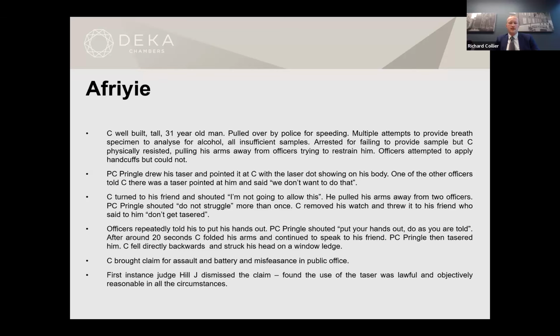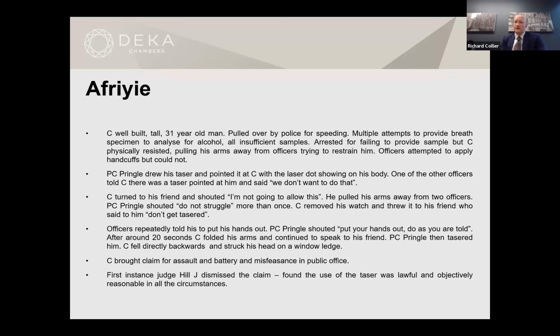I will do my best to summarize here, which is that the claimant presumably still is a very big bloke. He's very tall, and you can see this if you Google his name. There's a photo that comes up of him with his lawyers outside court. He's very, very big, well built, tall. He's 31 years old, which, as a 32-year-old man myself, I like to think puts him in the territory of being in his physical prime. He got pulled over for speeding.